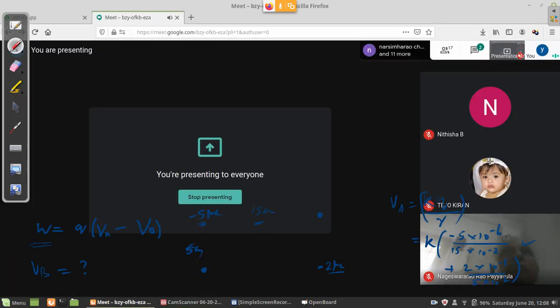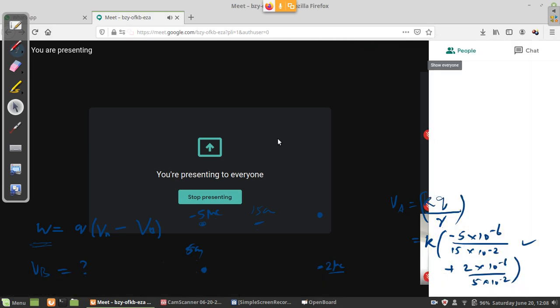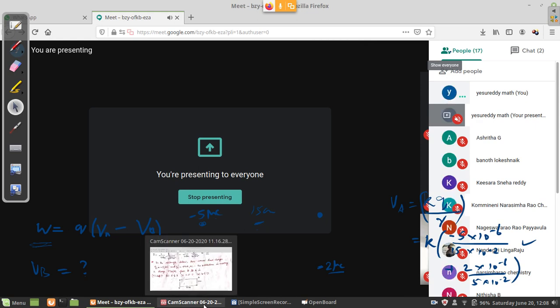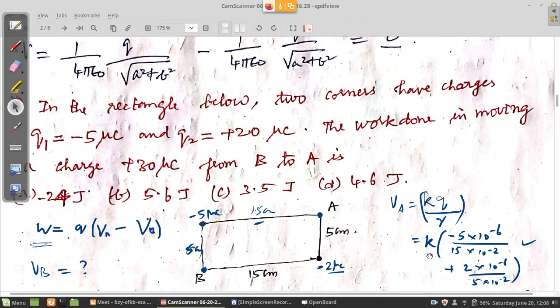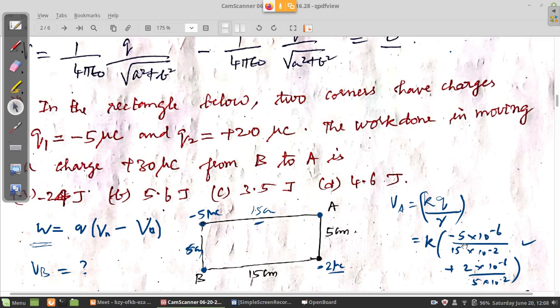Let us see who else can answer. Nitisha, can you tell them? Already the expression for VA I have written, right? So please try to work out and tell me from the expression what is the potential at A point. You have to just calculate the numbers. Minus 5 is there, plus 2 is there. So it is going to be minus 3. But the denominator is 15 and 5. So LCM you have to take, right? LCM you take and tell me.